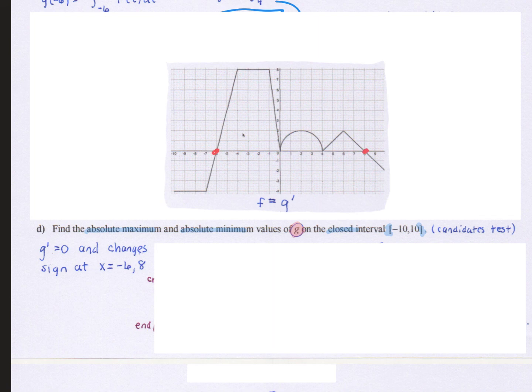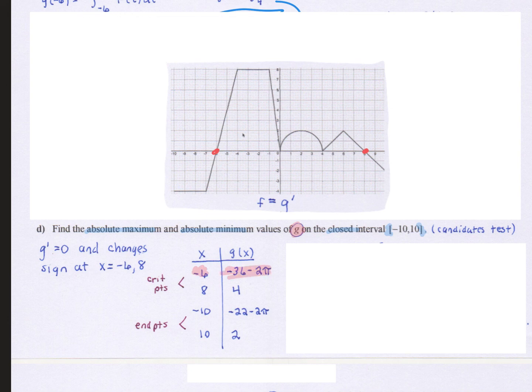I don't have to list the 0 and the 4 because there's no sign change, so there's no way they could be maxes or mins. We also learned that those maxes and mins could occur at endpoints as well. So this is going to give me my short list of possibilities: my critical points, the -6 and the 8, and my endpoints of -10 and 10. What determines which of these is the absolute max and absolute min is its value. And I'm looking for the absolute max and min of g, so I need g of each one of these values. G of -6, I actually found in part B, so I'm just going to pull that answer down.